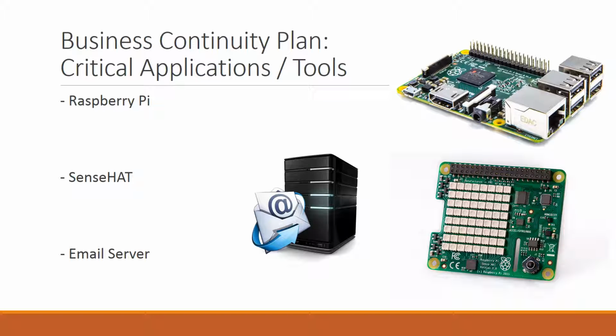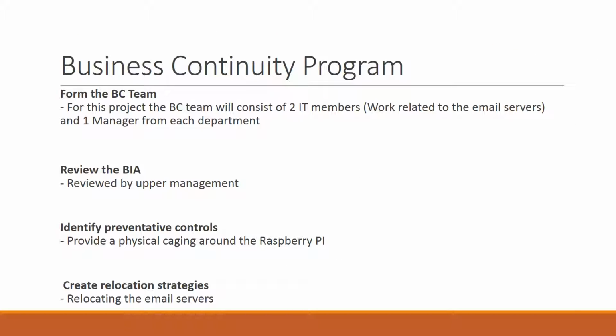Now, our business continuity plan will revolve around 3 critical applications and tools: the Raspberry Pi, the SenseHat, and the email server. Now, as we look at our business continuity program, we first need to form the BC team, the business continuity team. For this project, the business continuity team will consist of 2 IT members, and the work will be related to the email service themselves. And we will also have 1 manager for each given department.